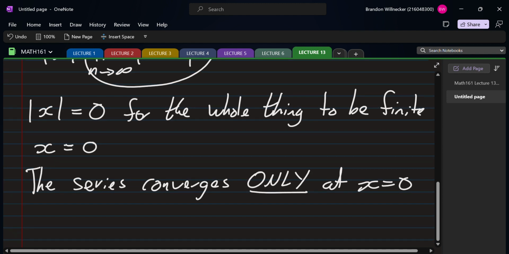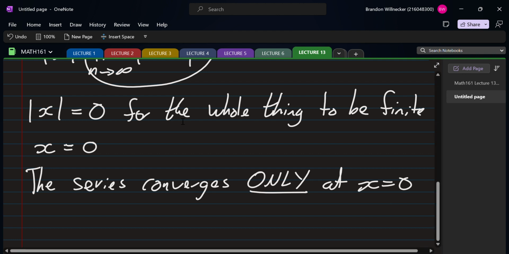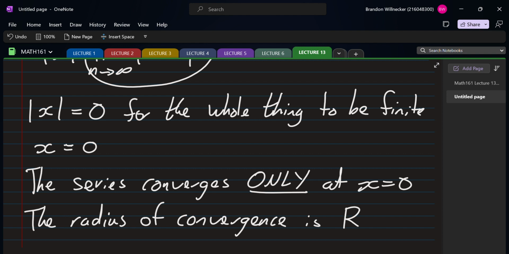Okay, so in this case, if it's only at a single point, we say that the radius of convergence is 0. Okay, it's like if you have a circle with radius 0, it's just the point. Okay, so here the radius of convergence is 0, because it's only at a single point. Okay, any questions on that?